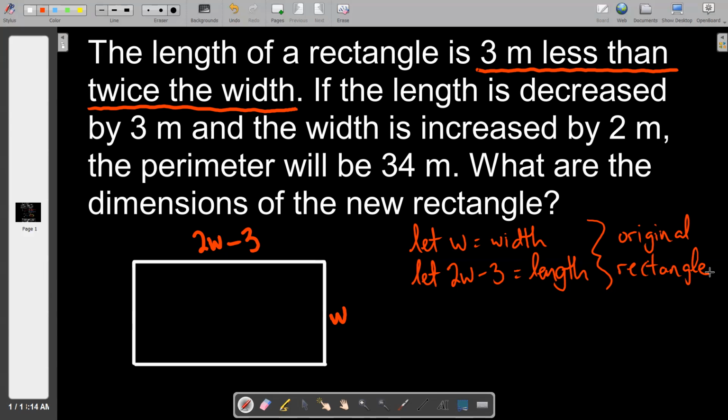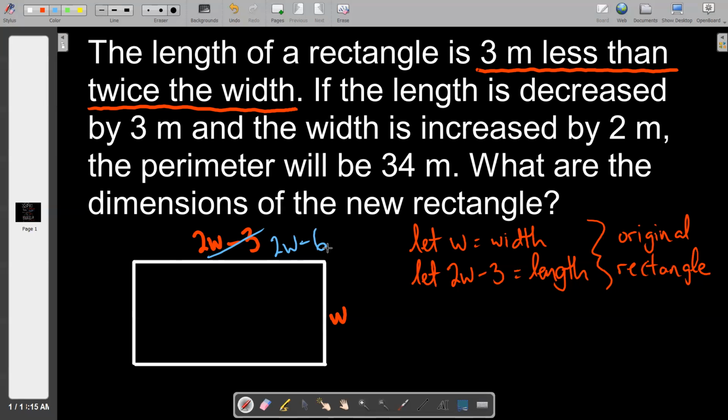All right, let's go ahead and perform the change. The change is described as the length. So that's the top in this case. The length is going to be decreased by 3. What's that now going to look like? It was already 2W minus 3, and now it's minus 3 more, which makes it 2W minus 6. Good.